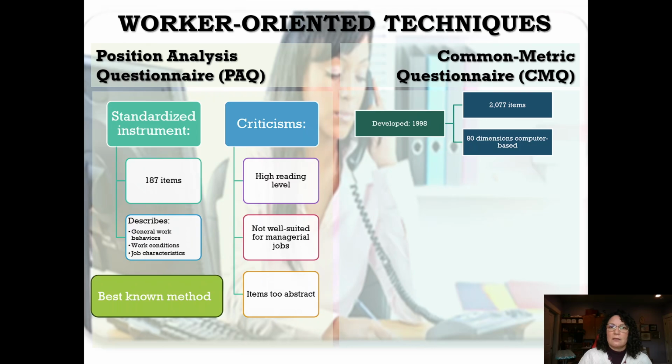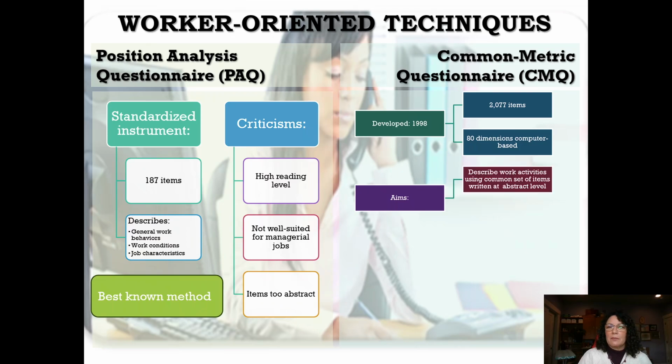And there are 80 dimensions of job qualities that are assessed here. And you take this questionnaire on a computer, which for some people is a downside. For scoring it, you have to do it online. Like, how are you going to score 2,077 items otherwise? So it's good that it's on the internet or on the computer, but it's also bad.